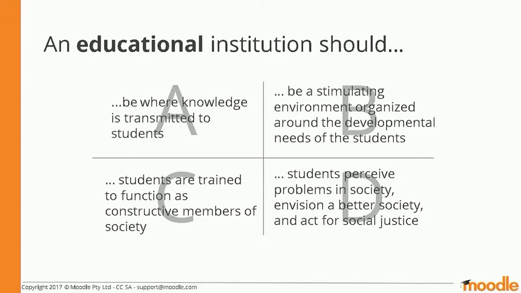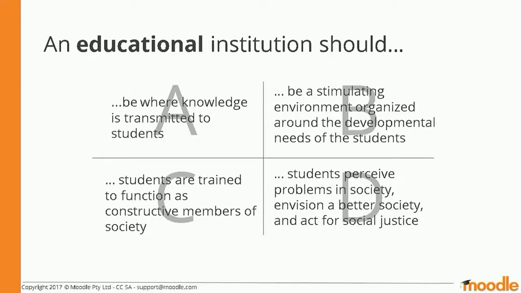This is getting at that whole idea that we're all going to think a little bit differently about what schools are and what learning is. So in your mind, and a couple of these may be true simultaneously, what is most true for you? Is an educational institution a place where knowledge is transmitted to students? Here's some information you need to know. You got it? Good. That would be A.